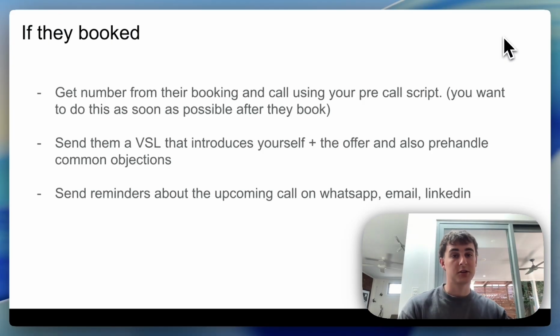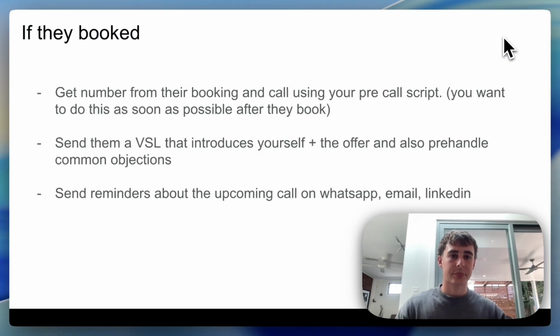So when you get to the pitch at the end of your closing call, you don't have to do all this really hard closing stuff and handling objections because you've already handled a lot of them in the VSL before the call. And then of course, send reminders about the upcoming call on WhatsApp, email, LinkedIn. WhatsApp is great. Get their number, paste it into WhatsApp. If it says this number's on WhatsApp, great. If it's not on WhatsApp, then just stick with email, LinkedIn, and calling.